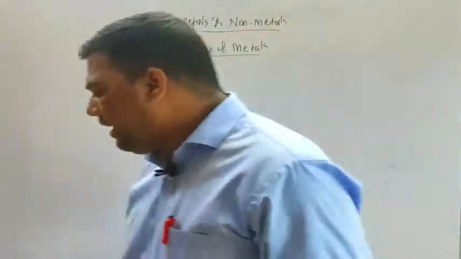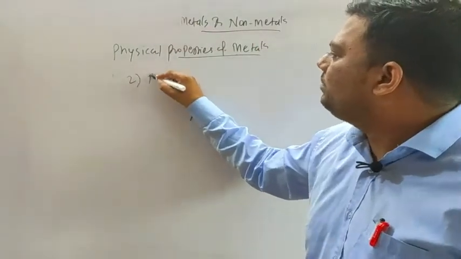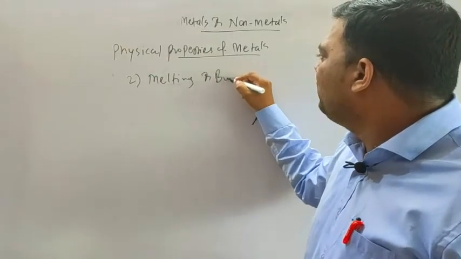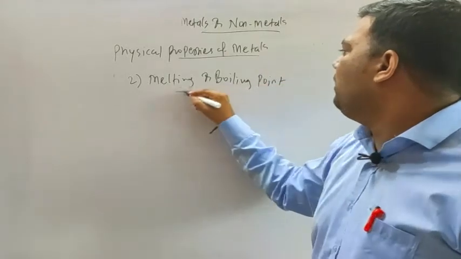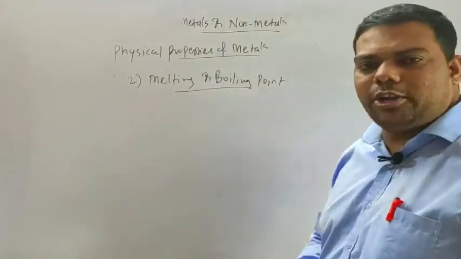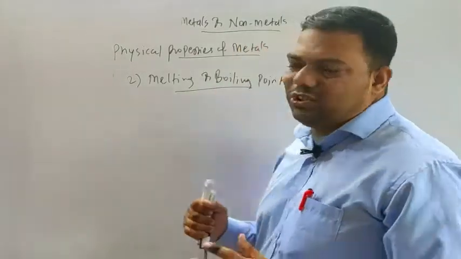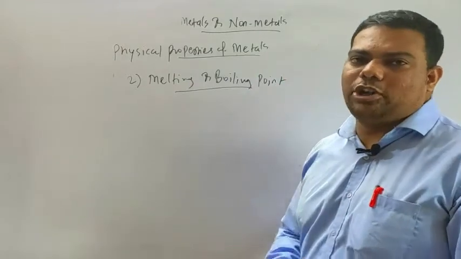Next we will discuss the second physical property: melting and boiling point. As you know, metals generally have high melting and boiling points.